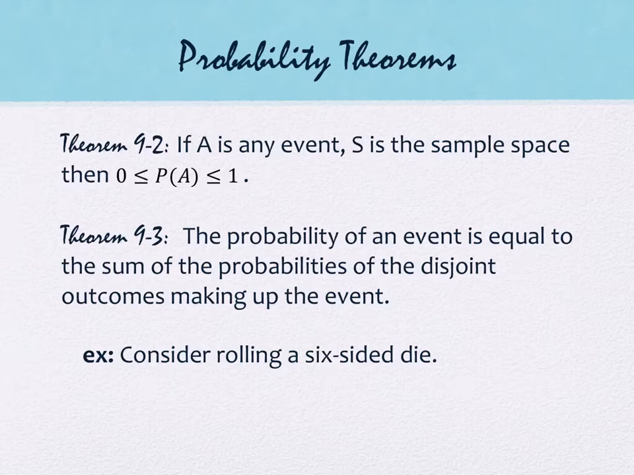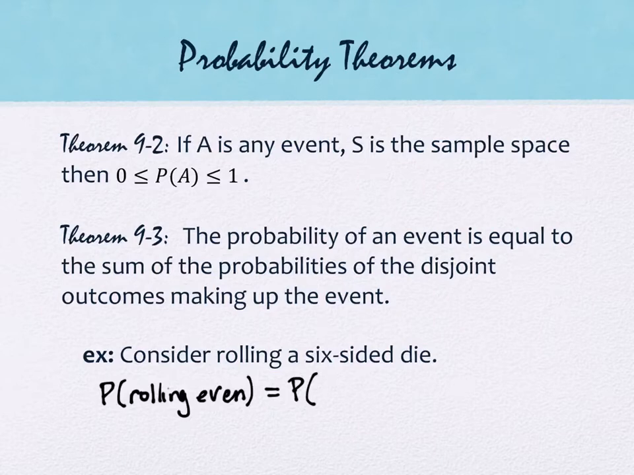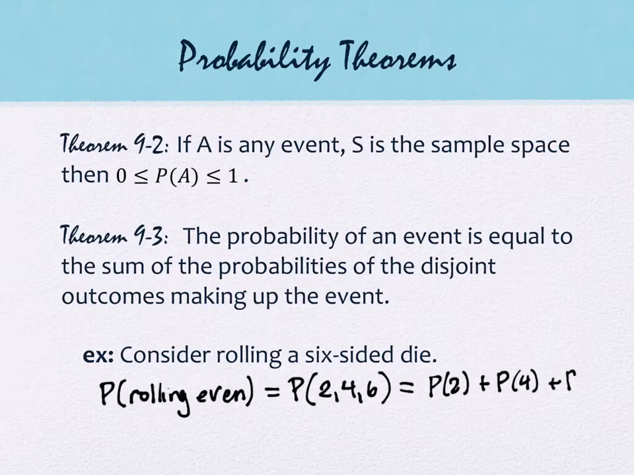Theorem 9.3: the probability of an event is equal to the sum of the probabilities of the disjoint outcomes making up the event. That's a really awkward way of saying something you likely would have come to naturally. If you were to consider rolling a 6-sided die, let's talk about the probability of rolling even. This is the probability of rolling a 2, a 4, or a 6, which is the probability of rolling a 2 plus the probability of rolling a 4 plus the probability of rolling a 6. But that only works because 2, 4, and 6 are individually different. They're disjoint outcomes. They cannot both happen at the same time. They're also mutually exclusive, like we talked about before.